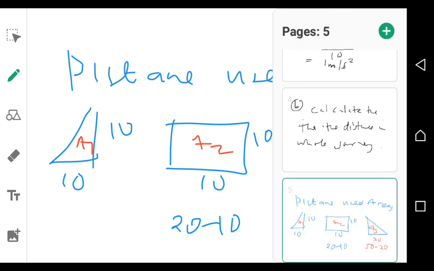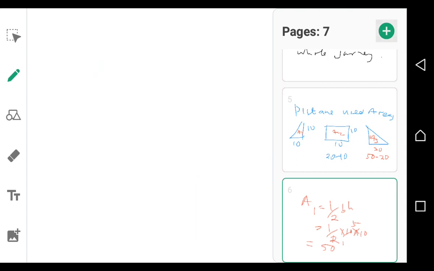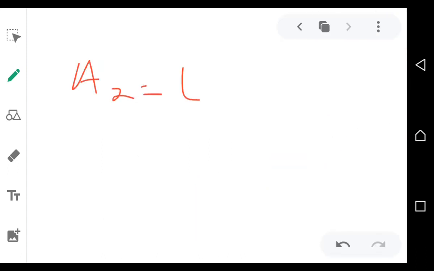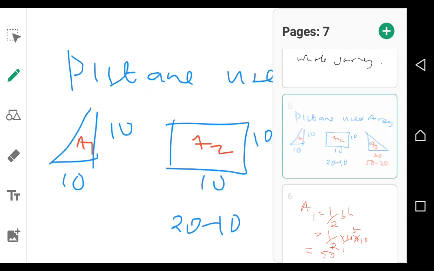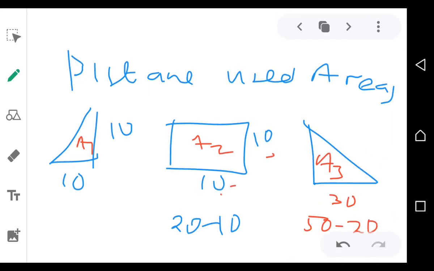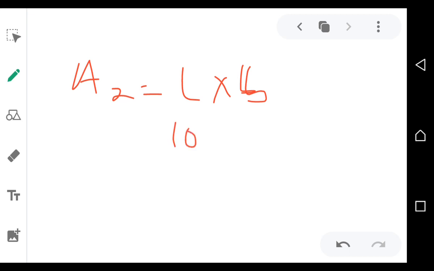So area 1 will be equal to half base times height. Half times base is 10, height is 10, from those shapes I drew for you. So that will be 2 there, 1, 2 there, 5, so it will be 50. Area 1 is 50. Area 2 is length times breadth. As you can see from the diagram, that is 10 times 10, which is coming to 100.